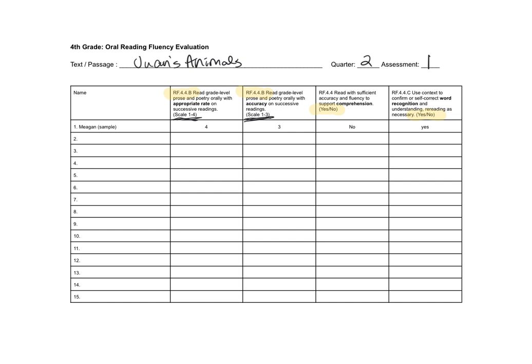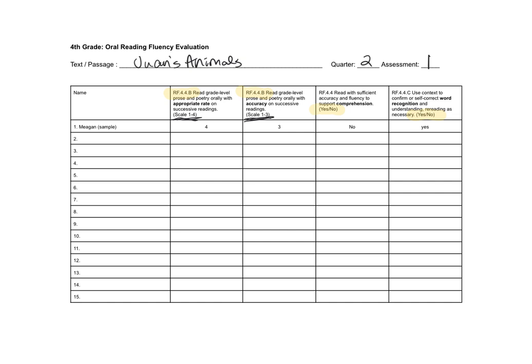So what do we do with those categories? Well, you are simply going to ask a comprehension question after the student has finished reading. Because this standard, 4.4, says read with sufficient accuracy and fluency to support comprehension. So you ask a quick question following their reading of Juan's Animals. If they can answer it and their comprehension is on par, you will say yes. If they cannot answer it, then you will say no.